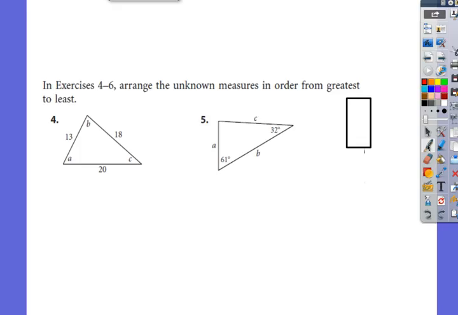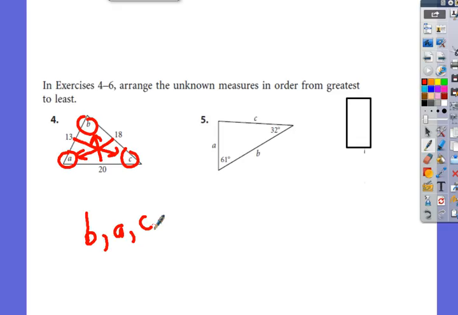Arrange the unknown measures in order from greatest to least. So the unknown measures from greatest to least, that's these angles. We want to order them from greatest to least. Well, if 20 is our biggest side, the angle opposite that, B, is our greatest. If 18 is our next biggest, the angle opposite that, A, is our next biggest. And if 13 is our smallest, then C is our smallest. So BAC is from biggest to smallest.